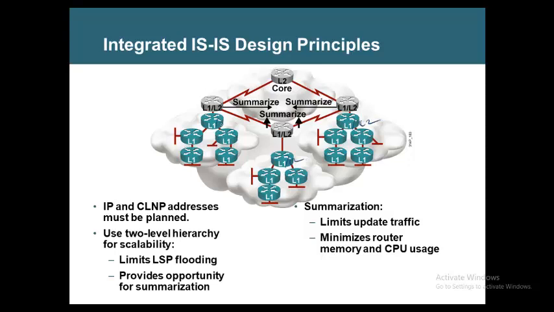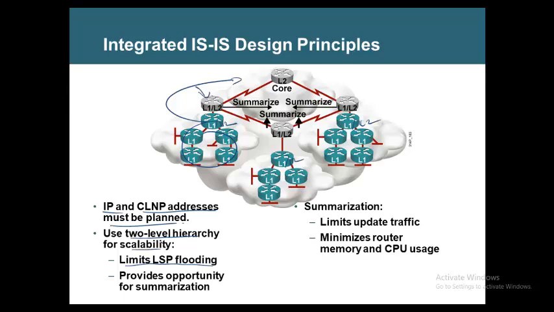Okay. Two-level hierarchy scalability. So what is the advantage of two-level hierarchy? Limits LSP flooding. Meaning you're not going to send all the route updates to other area. You will be summarizing the borders, right? So limited LSP only getting flooded. Same story what you learned in OSPF.